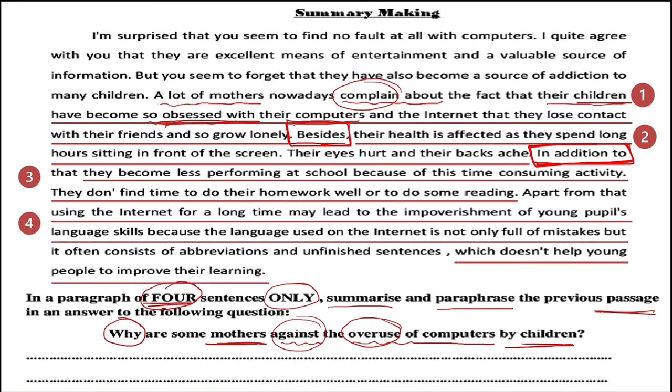So when we go to the next one, we have "apart from that." Now this is connecting again the topic that we have at hand. So here they have: using the internet may lead to the impoverishment of their language skills. So here we're talking about the final reason, and here we have the language skills are affected. And why? Here the writer explains it's the language of the internet, which is usually full of mistakes and doesn't help them to improve their learning.